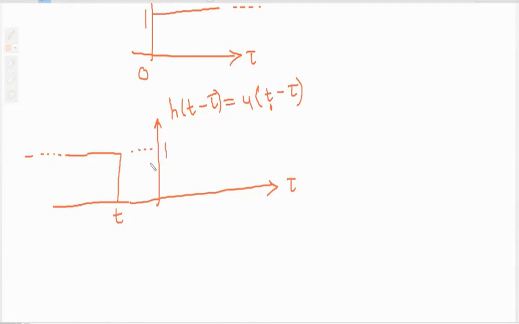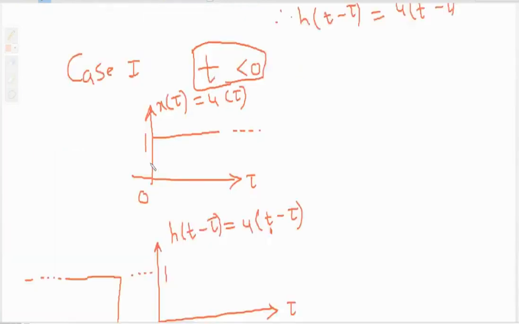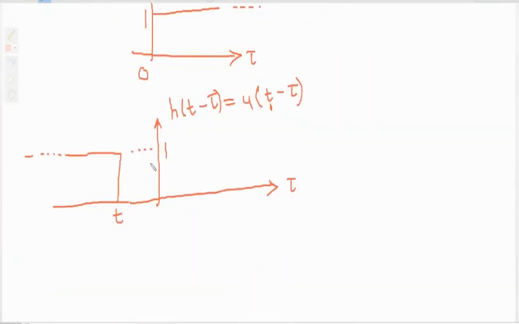Okay. So we have the sketch of h of t minus tau, as well as the sketch of x of tau. Both the sketches are available. Can you see any overlap? Our x of tau is starting from 0 to infinity, and this h of t minus tau is starting from t and going to minus infinity. So there is no overlap between these two signals, so their product will also be 0.